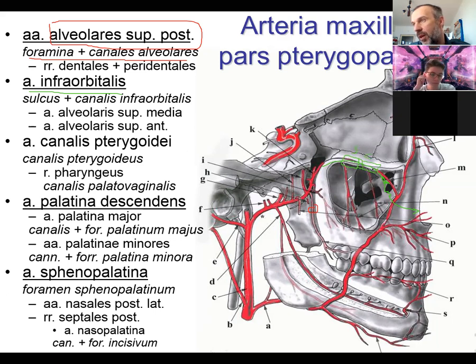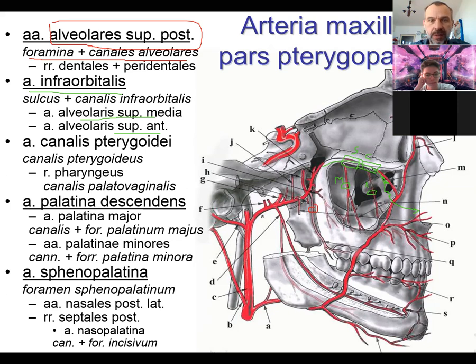And in the groove, it gives the middle superior alveolar artery, and in the canal, it gives the anterior superior alveolar artery, supplying the middle and the anterior teeth. So we have 3 arteries, and we will have 3 nerves supplying the upper teeth.